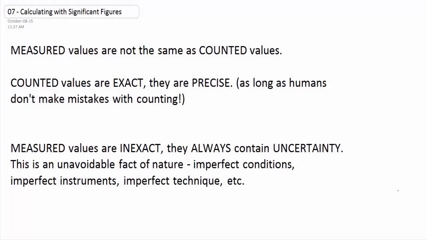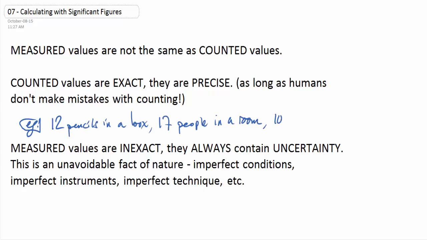So let's talk about calculating with significant figures. Remember that measured values are not the same as counted ones. Counted values are exact, like 12 pencils in a box, 17 people in a room, 1,000 millimeters in a meter, etc. As long as you don't make a mistake counting, these are precise values.